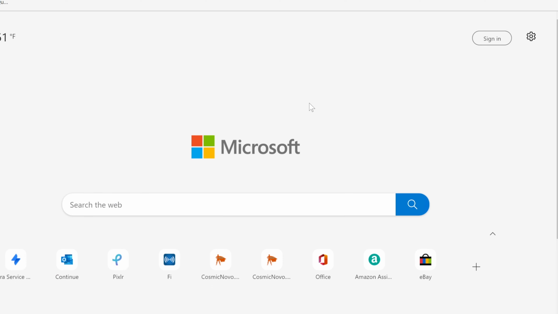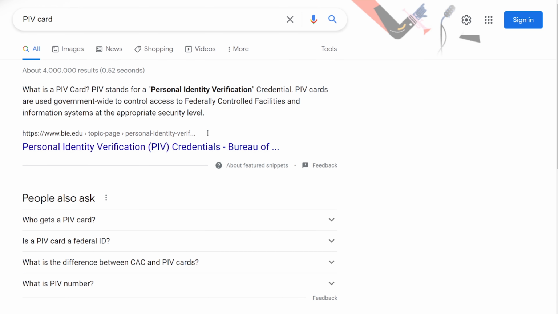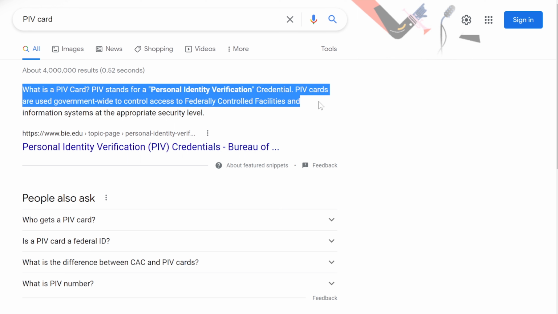I don't know exactly what a PIV card is. I'm going to Google it and see what that is. PIV card. What is a PIV card? PIV stands for Personal Identity Verification credential. PIV cards are used government-wide to control access to federally controlled facilities and information systems at the appropriate security level.